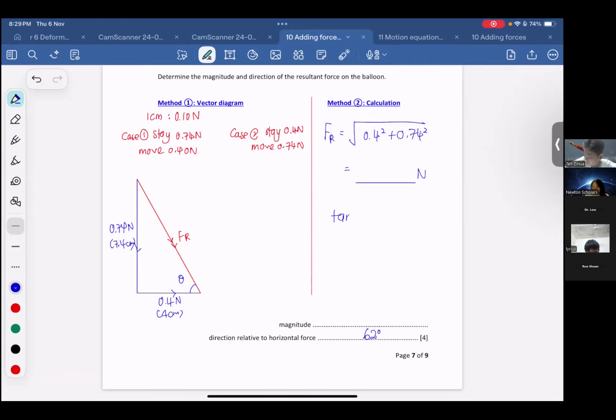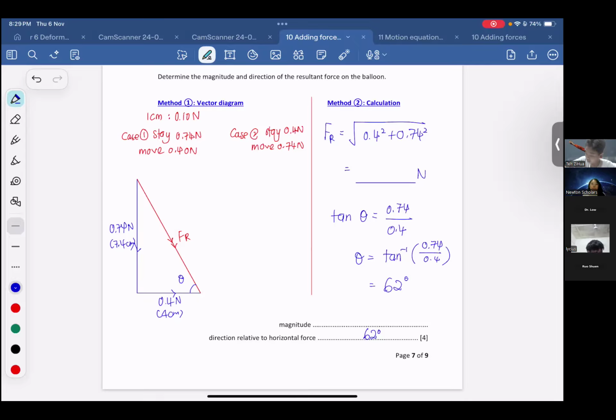Find the angle using trigonometry. So ask yourself, angle. Just now I told you tua, so tua. The opposite to the angle is 0.74, divided by the adjacent 0.4. So do your calculation. What is your angle? Are you able to get 62 degrees?